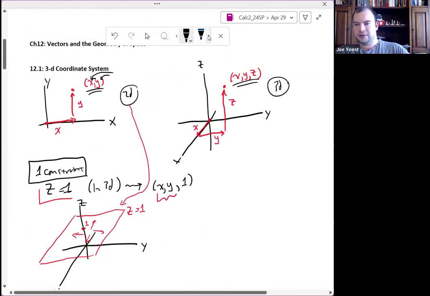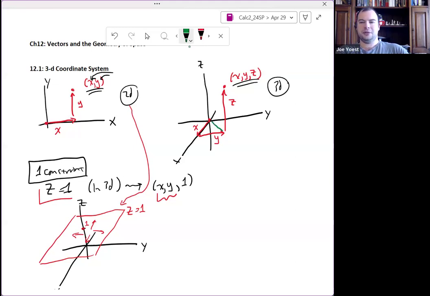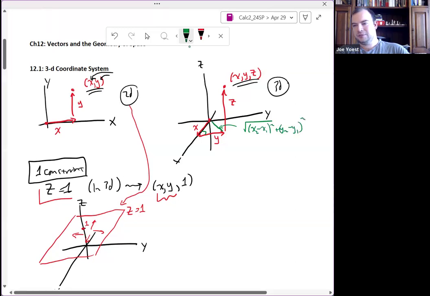We can look at the distance between, say, these 2 points, and we see that by the Pythagorean theorem, right triangle, this green distance is going to be the square root of (x2 minus x1) squared plus (y2 minus y1) squared. I'm just using this picture as a rough diagram. We don't necessarily have to start at the origin.